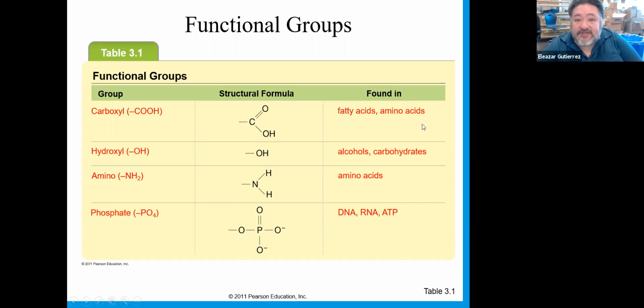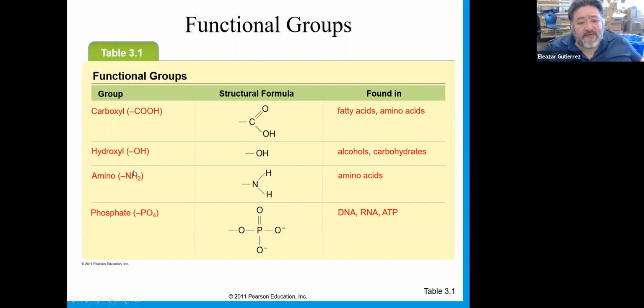Notice that every single thing on this chart is in red. That's because the position of these functional groups and where they are found is very, very important in this chapter, okay? Here's a hydroxyl group. A hydroxyl group is an oxygen and a hydrogen, okay? Look at this. Where are they found? They're found in alcohols and they're found in sugars, okay? So if you see a hydroxyl group, you might have ethanol, which is an alcohol, or you might have glucose, which is a carbohydrate. An amino group is a group that has a nitrogen to it, okay?